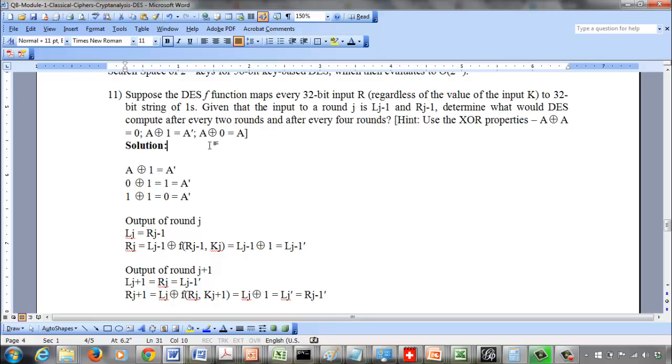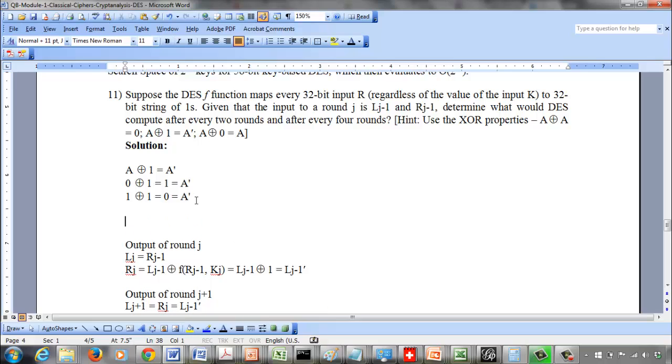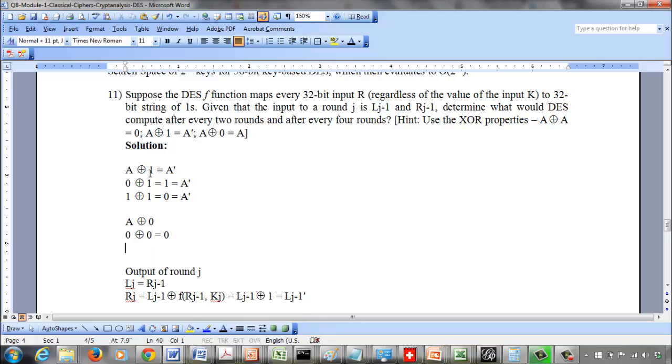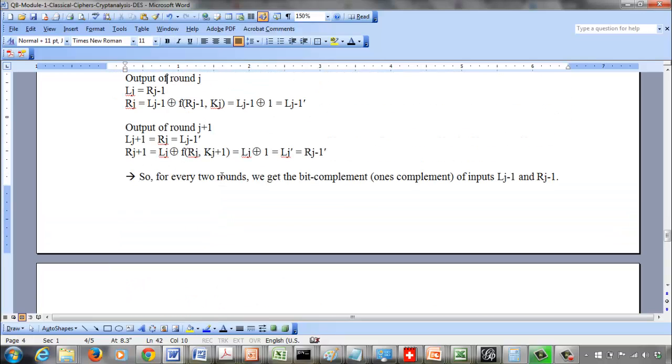Now A XORed with 0 gives A. Why is that? 0 XORed with 0 is 0, and 1 XORed with 0 is 1. So this 0 is the same as this 0, and this 1 is the same as this 1. Essentially I got my A, and here also I got my A. So A XORed with 0 is A. Okay, so now let's go through the details.